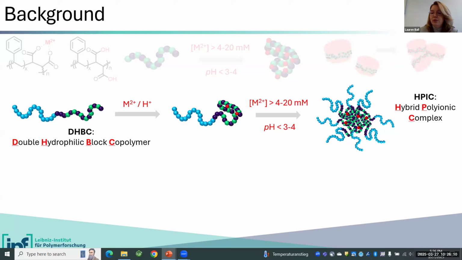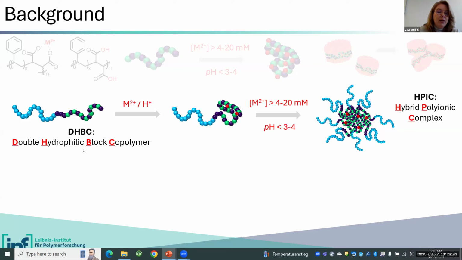Now, our strategy to try and overcome these limitations is to actually employ SMA within the context of a double hydrophilic block copolymer, so a slightly different architecture to the generally employed SMA copolymer, where the addition of the hydrophilic block attached to the SMA should facilitate self-assembly of the copolymers into aggregate type structures, micelles or vesicles, as opposed to precipitation of the copolymer.